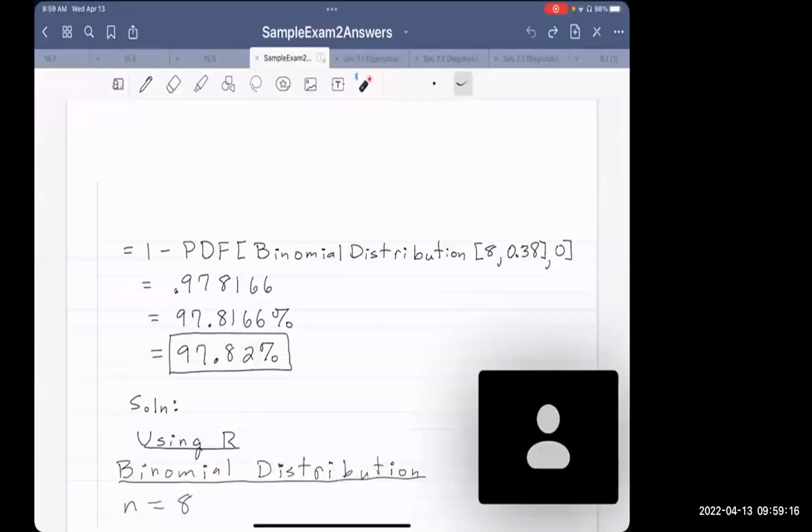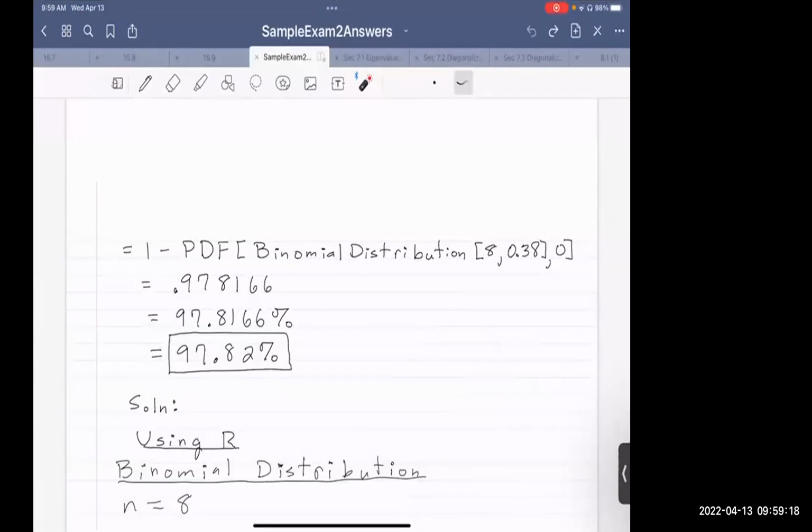Let me type that into my computer. I have here 0.978166. Move my decimal place 2 places to the right. So I have 97.8166%. Rounding to the nearest hundredth of a percent, I have here 97.82%.